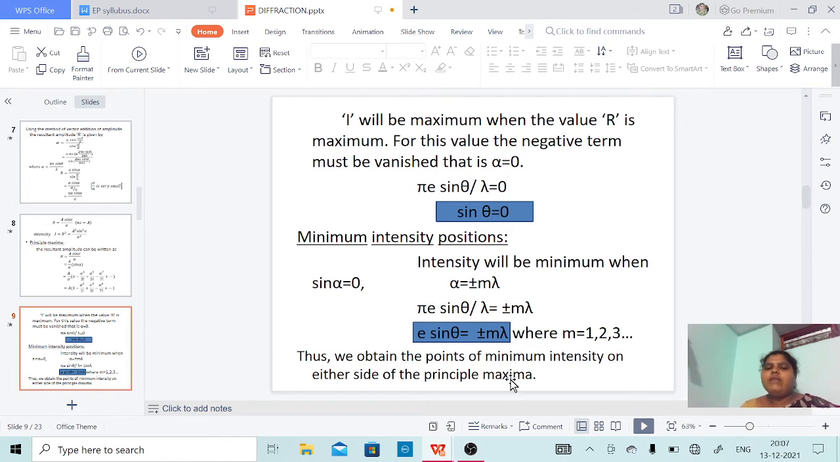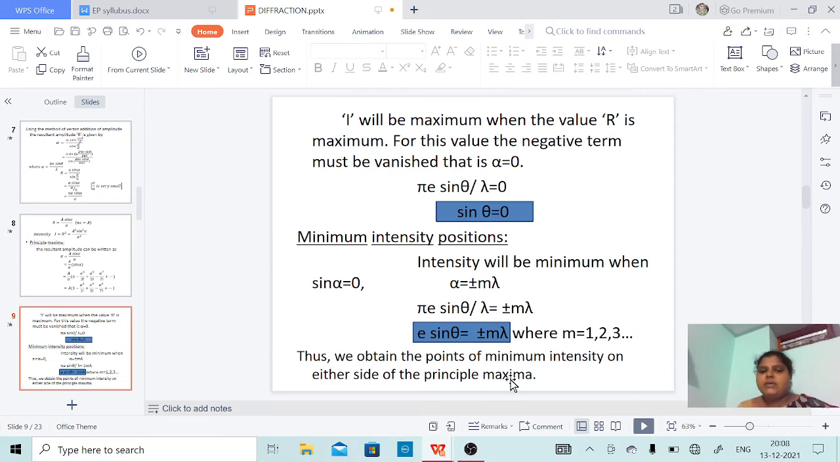That is, sine alpha equals 0 for alpha values of plus or minus m pi. So whenever alpha is plus or minus m pi, only then sine alpha equals 0. When sine alpha equals 0, the intensity automatically becomes minimum. Now pi e sine theta by lambda equals plus or minus m pi instead of 0. Now e sine theta equals plus or minus m lambda, where m is 1, 2, 3 and so on.